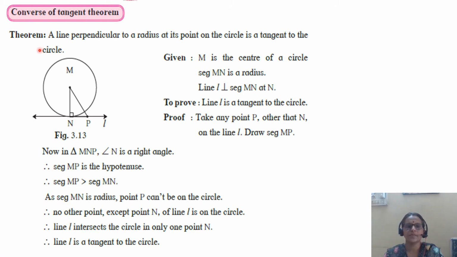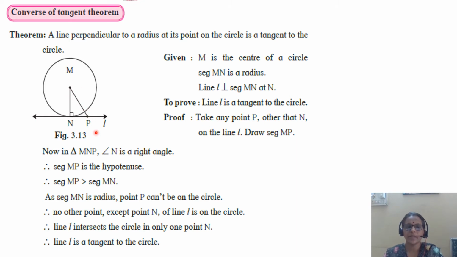Converse of the tangent theorem: a line perpendicular to the radius at its point on the circle is tangent to the circle. What is given to you? M is the center of the circle. MN is the radius of the circle. Line L is perpendicular to MN at N. You have to prove line L is tangent to the circle. Select any point P on this line L other than N. Draw MP.